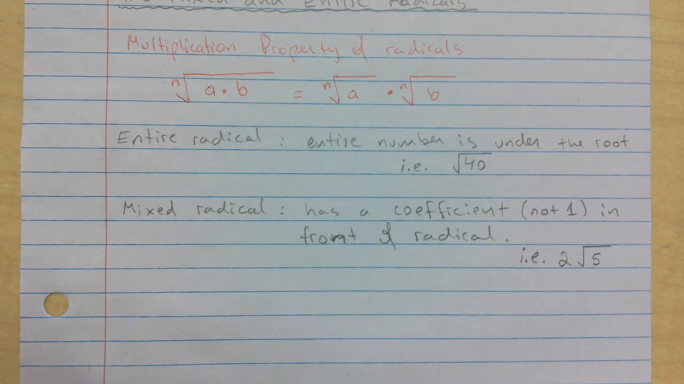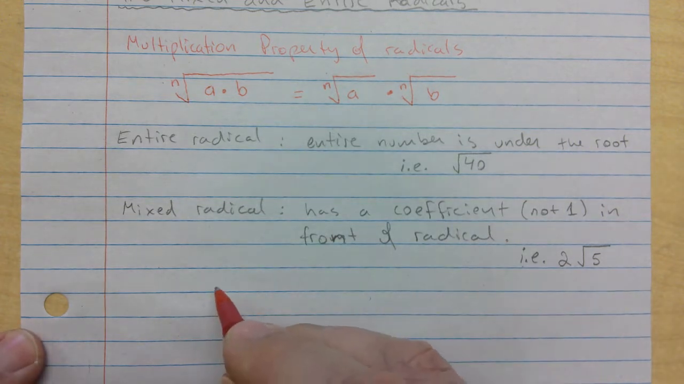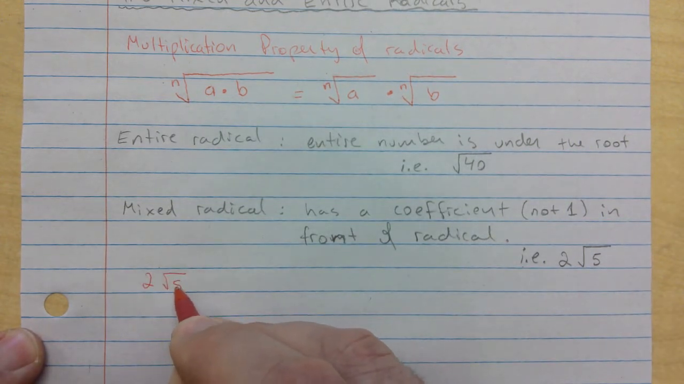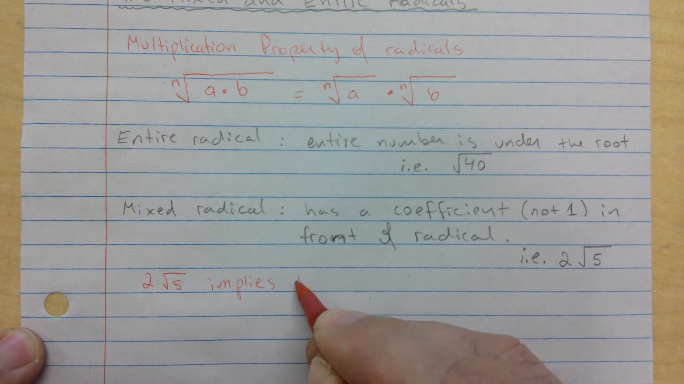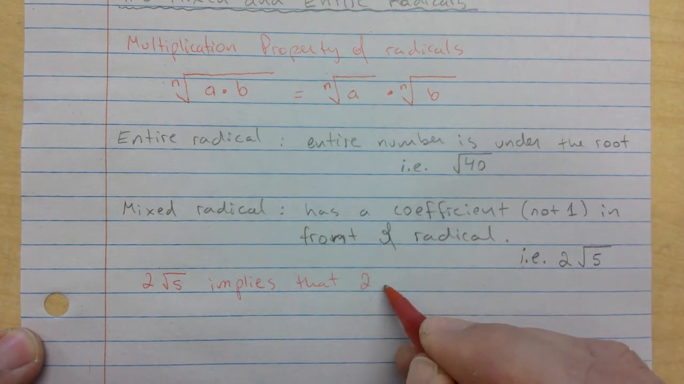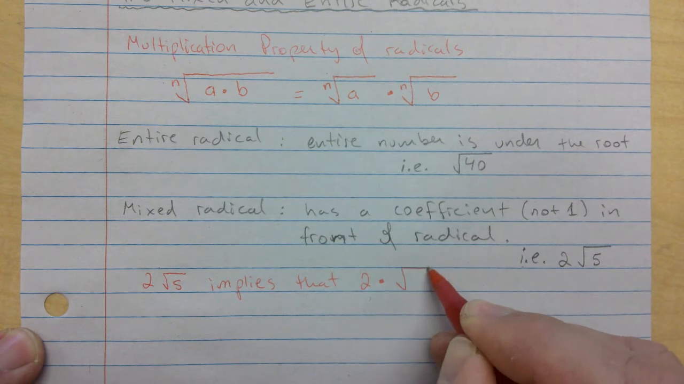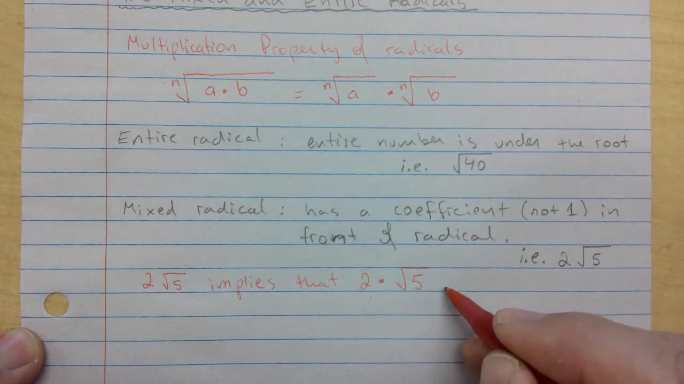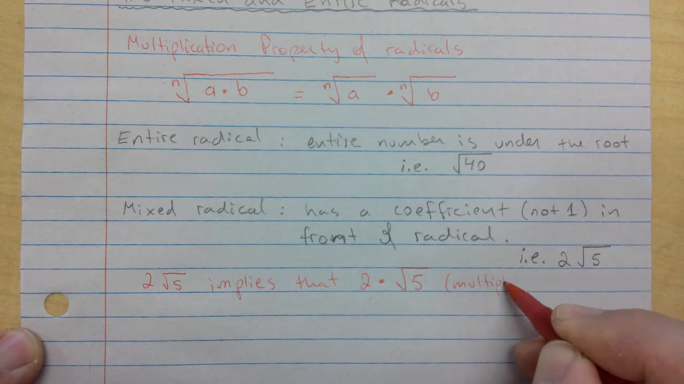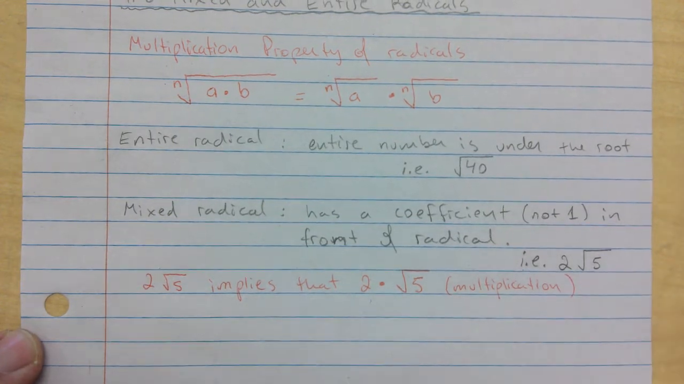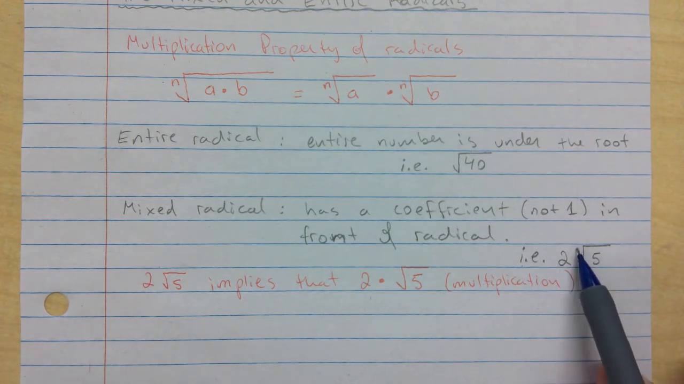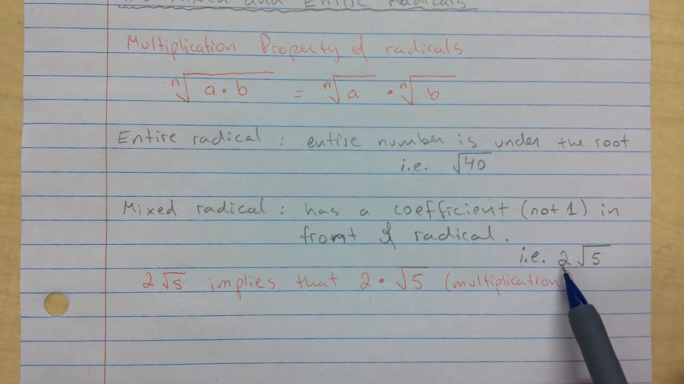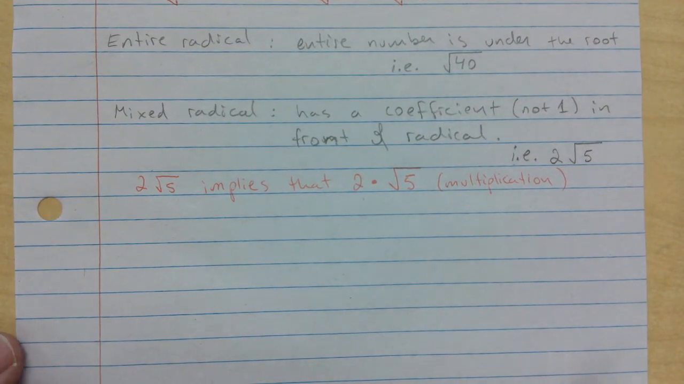Okay, so I will just make a note here. 2 root 5 implies that 2 multiplies root of 5. Okay, there's a multiplication. And just so you know, when you see 2 root 5 or 2 cube root 5 or anything like that, the whole number is multiplying the root of 5.